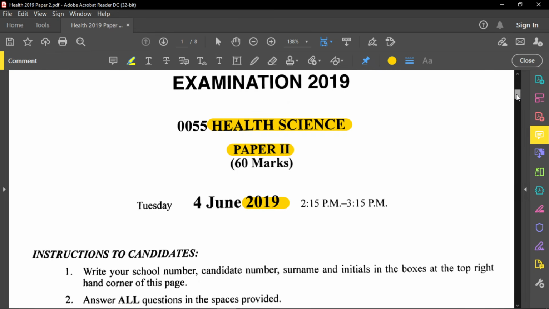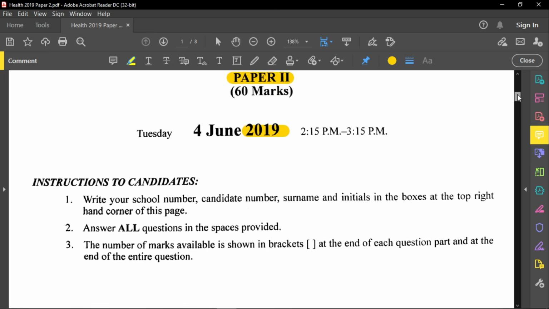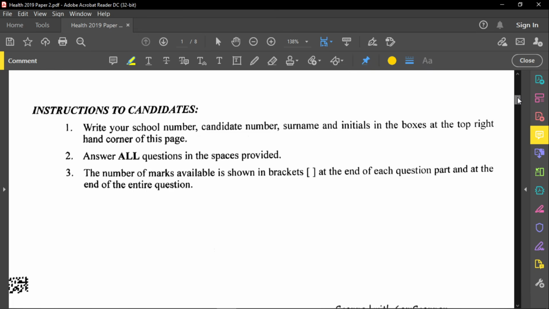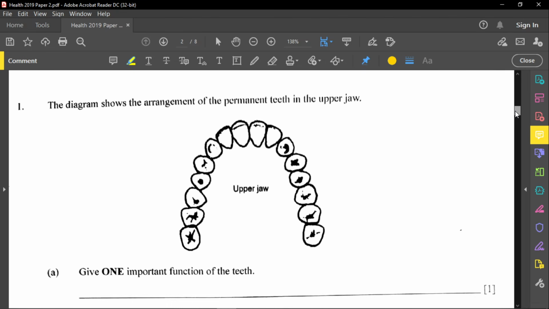Again, before you start this examination, always remember to write your school number, your candidate number, your initials and your surname. Please remember to read through the instructions carefully and ask any question if you're in doubt. Do not open your booklet until you're told to do so. Also, follow the directives given by the examiner. Now, let's go into our first question.